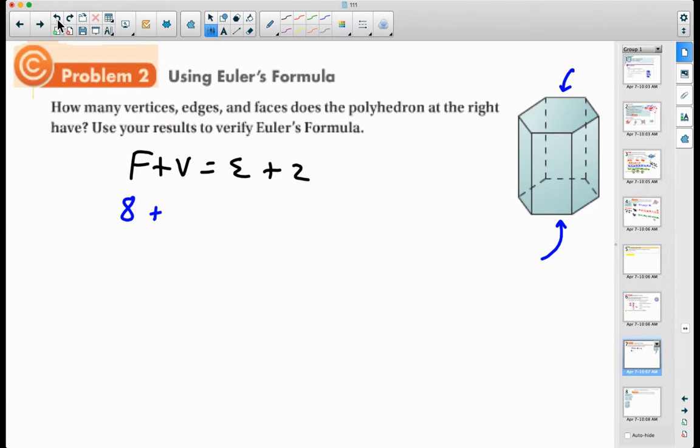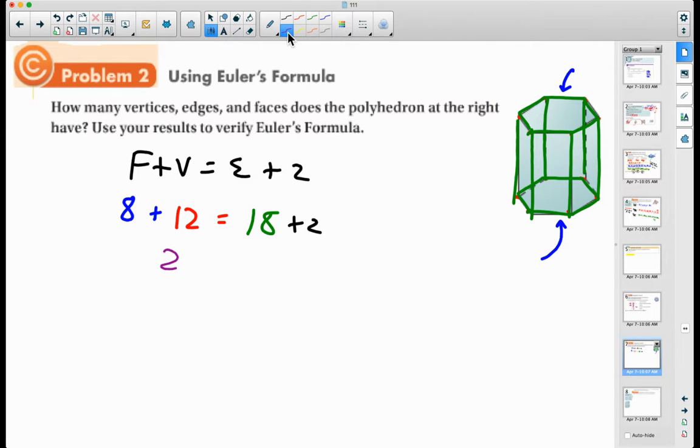Vertices. Count the vertices. 1, 2, 3, 4, 5, 6, 7, 8, 9, 10, 11, 12. All right? Edges. All right, now we'll count our edges. 1, 2, 3, 4, 5, 6, 7, 8, 9, 10, 11, 12, 13, 14, 15, 16, 17, 18. And then I have this plus 2. Let's see if it all fits. All right, does this fit into Euler's formula? Here I have 20 equals 20.